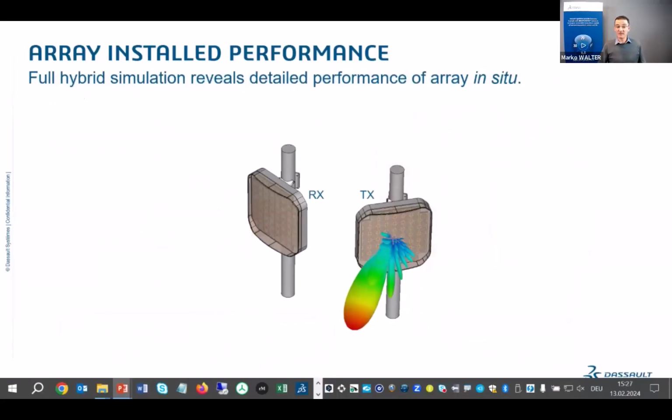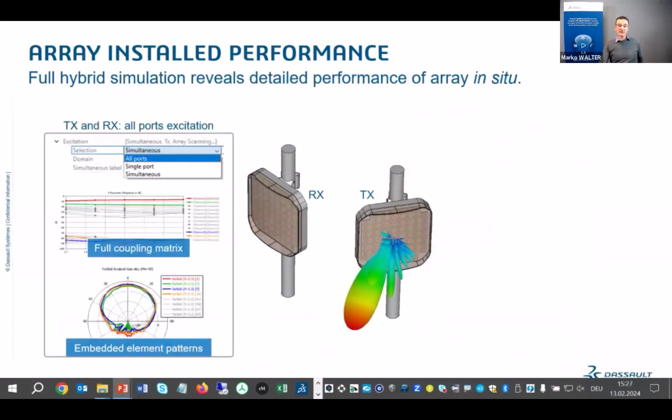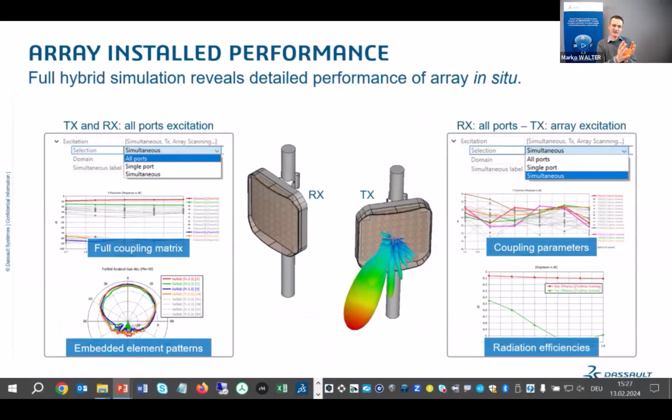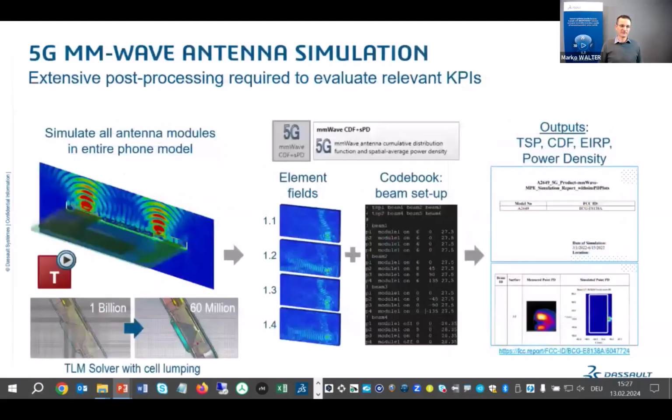We can use this information in different ways. For example, we could excite all the ports in both the transmit and the receive arrays to obtain a full S-parameter matrix and all the embedded antenna patterns. Or the other approach is to excite all the transmitting elements simultaneously, for a particular scan angle, and then see how the array as a whole couples to the elements in the other array. That also gives us the radiation efficiency of the array. Importantly, all of these quantities are for the array in its actual environment. That is, they include the effect of neighboring arrays and also the physical infrastructure.